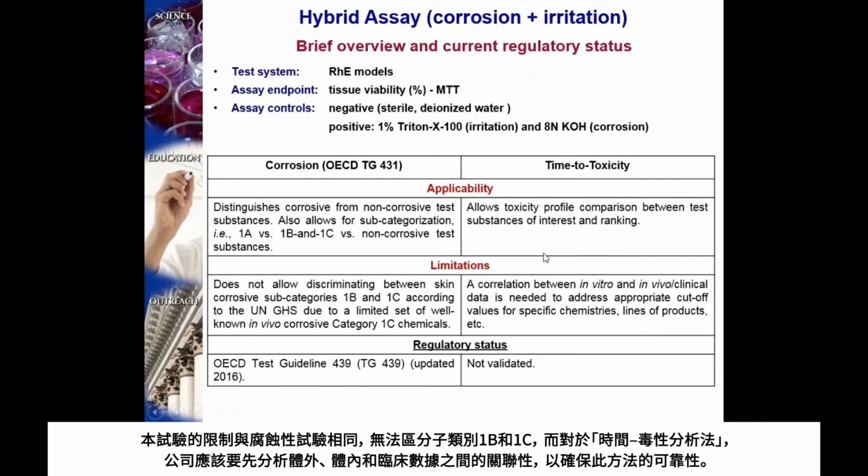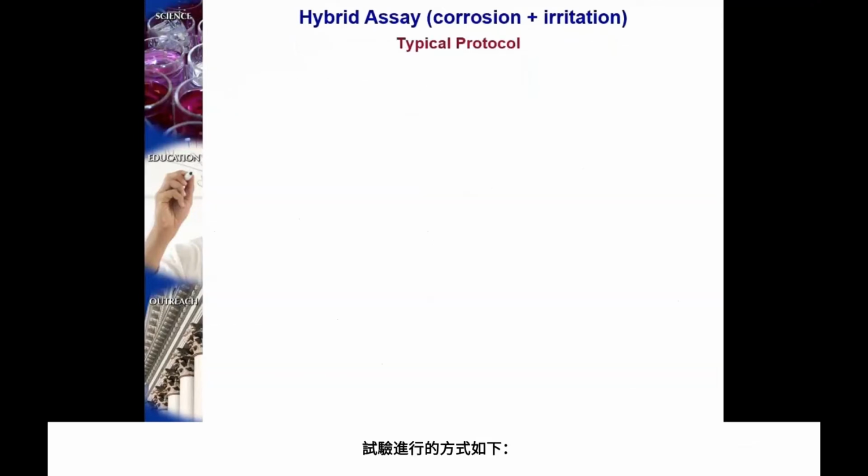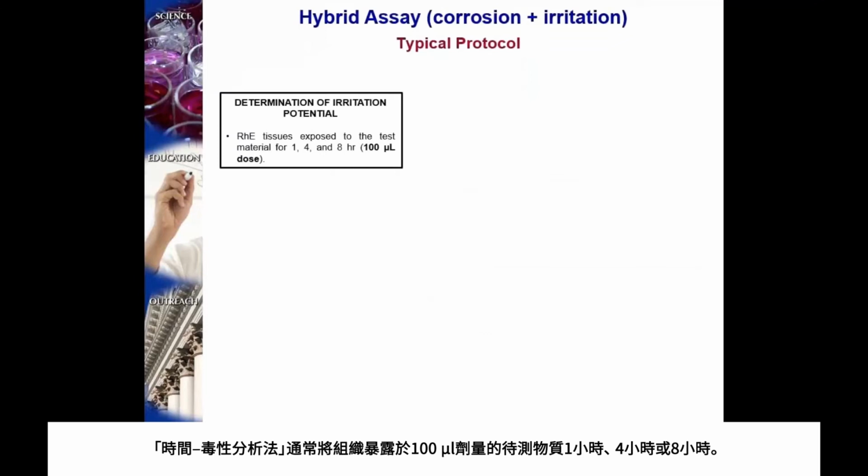Whereas for the time to toxicity, we already know that the correlation between in vitro and in vivo and clinical data should be performed by the companies before using this platform as a reliable one. Here is how the assay is performed. Usually, the tissues are exposed to the test materials for 1, 4, and 8 hours using the time to toxicity assay and a dose of the material of 100 microliters.